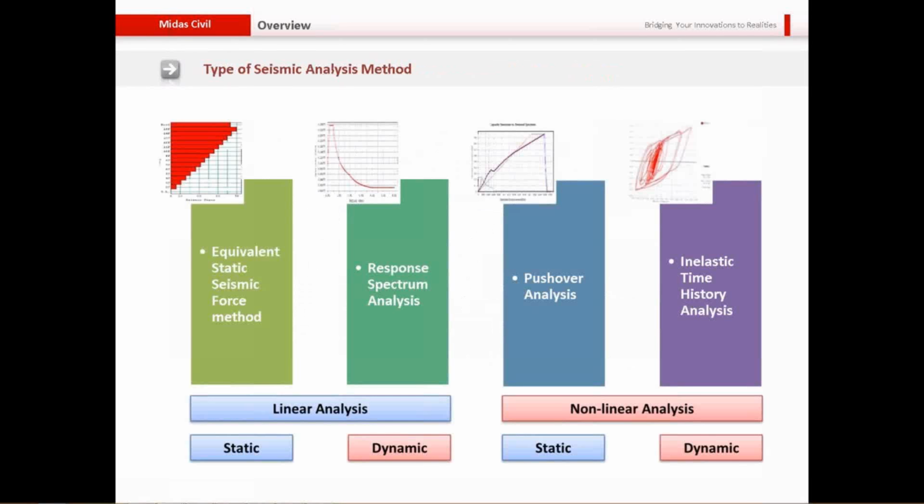So let's come over to the types of seismic analysis that are available. Seismic analysis is broadly categorized into two types, linear and nonlinear. Each of them is further subdivided into static and dynamic. On this slide, you can quite easily see what are the various types of seismic analysis that are available to us.